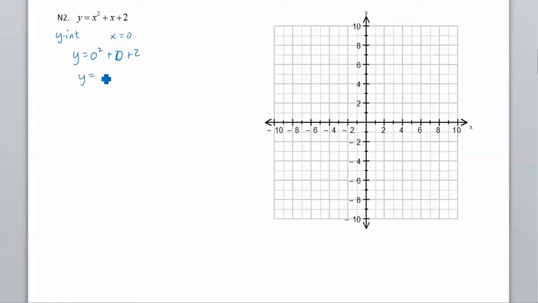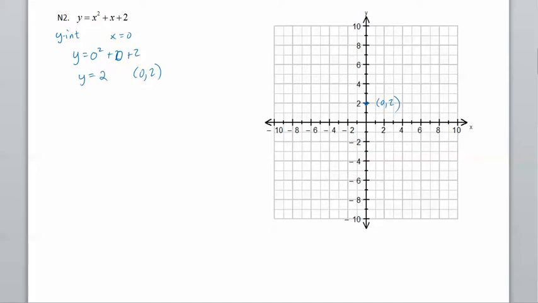So y equals 2, right? So I put in 0 for x. I solved, y equals 2. You may be starting to recognize that the y-intercept is usually this last number right here. It is always that last number if it's in standard form. So I got y equals 2, so that's the point (0, 2). So I'll go to (0, 2). And now we'll go ahead.